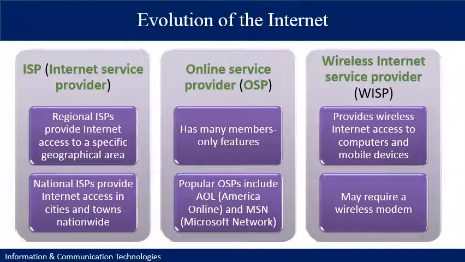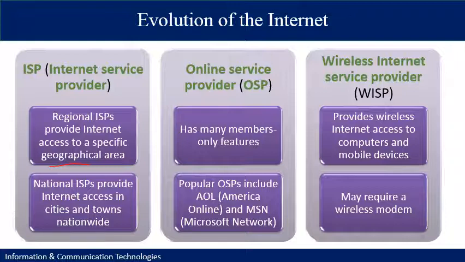At the regional level, the Internet Service Providers, or ISPs for short, provide internet access to a specific geographical area. For example, networks in Pakistan such as Sky Telecom or Wi-Fi provide network access to a specific geographical area. And there are some national internet service providers which provide internet access in cities and towns nationwide, such as Pakistan Telecommunications Limited or other China Mobile companies.